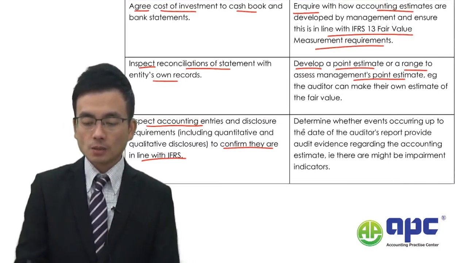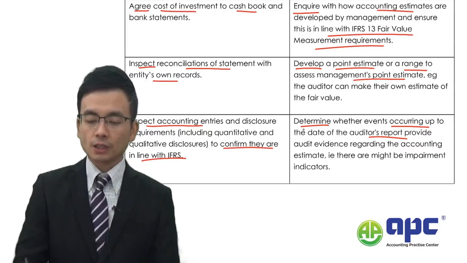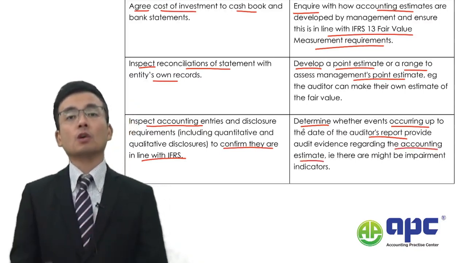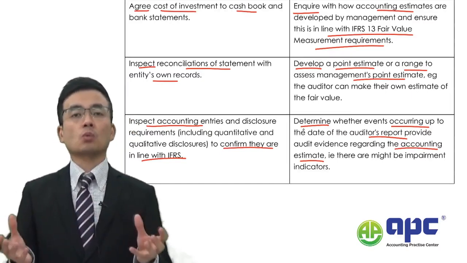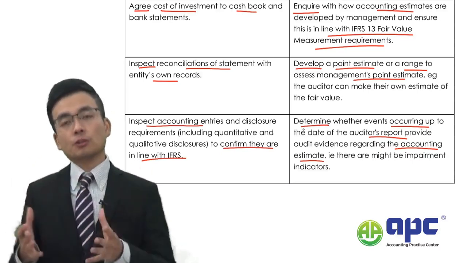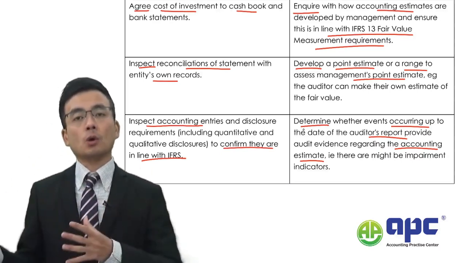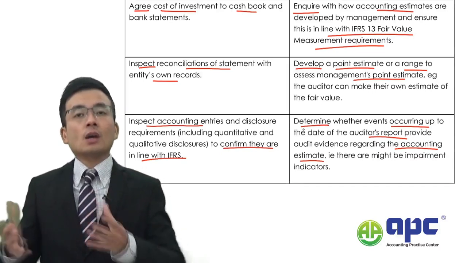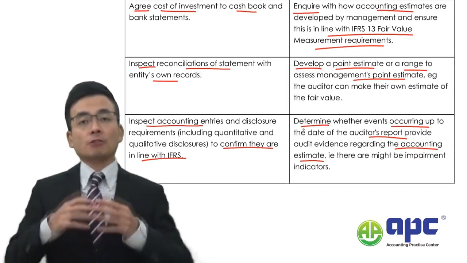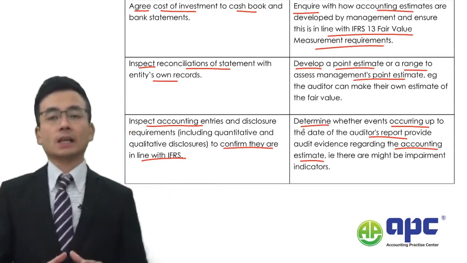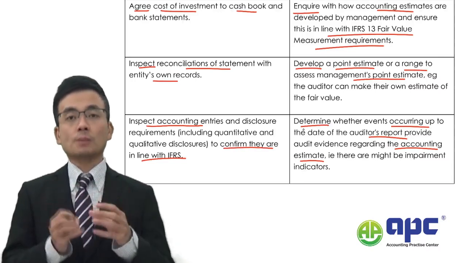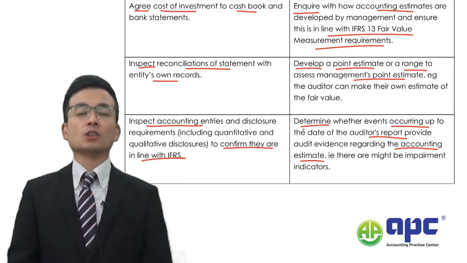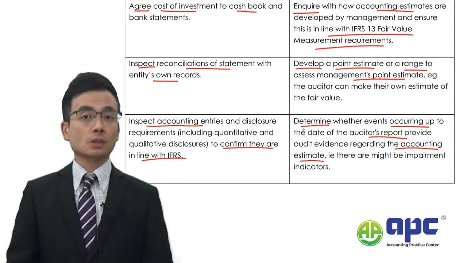Third, we're going to determine whether or not events occurring up to the date of audit report provide evidence regarding the accounting estimate, especially for receivables. So if the management has receivables worth, let's say, $1 million, but for a subsequent event, or the events after the reporting period, which means after the year end, the client has gone bankrupt. If the client has gone bankrupt, there would be an impairment indicator that needs to write down the receivables to a certain extent. So we're going to determine whether or not there are any news related to that as a subsequent event adjustment that we need to be ready.